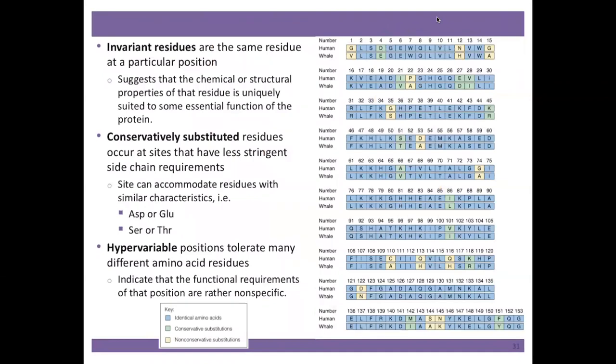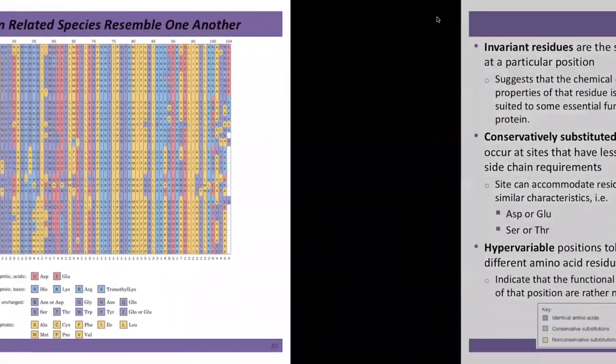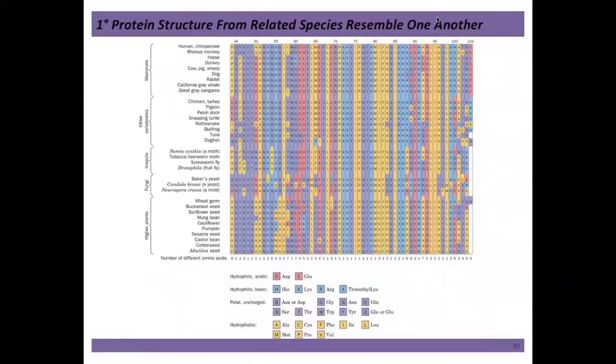And then you have conservatively substituted residues. This occurs at a site that probably has less stringent side chain requirements, but they need to accommodate the same type of amino acid. So again, let me go back and see if we can find some conservatively substituted. That's what I was trying to illustrate, let's say in this column here. If you notice, these are all the same color, but it's not all the same amino acid.